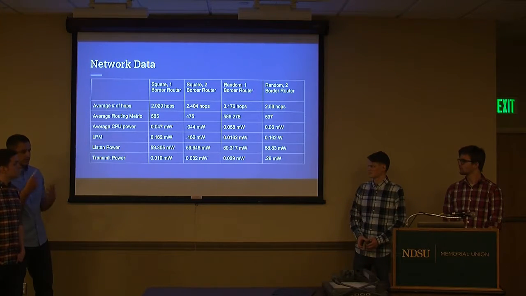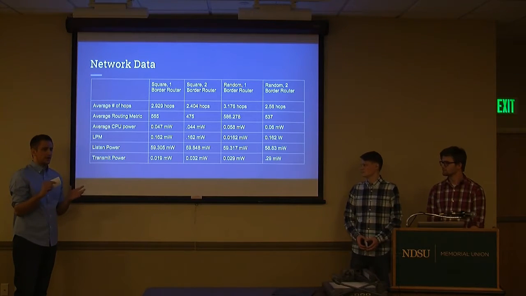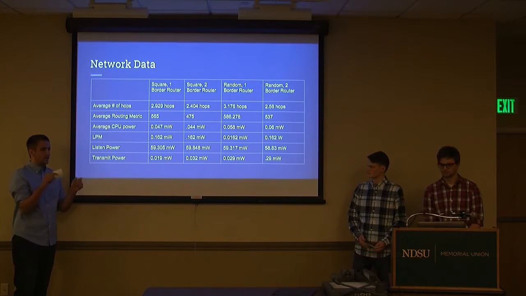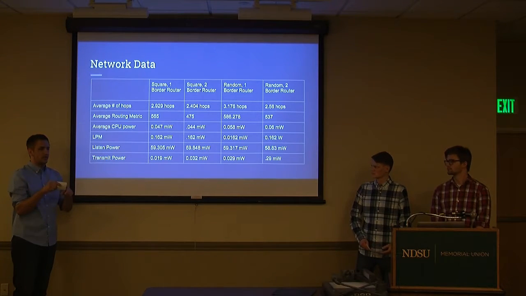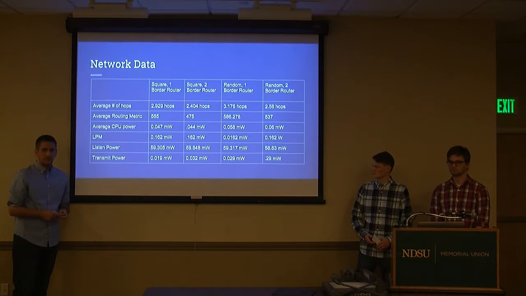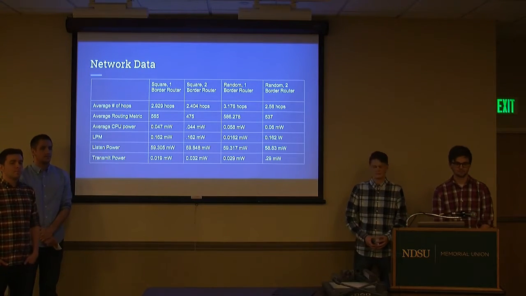Just to clarify, when we have two border routers, each one gets its own subset of the network, and there can sometimes be nodes that end up on both networks. So that might be the reason. I can't verify it, at least right now. But yeah, good question.